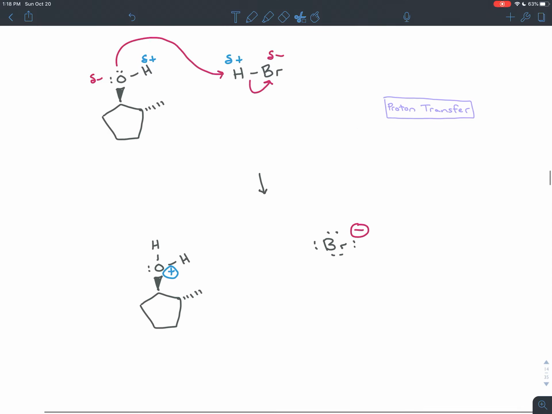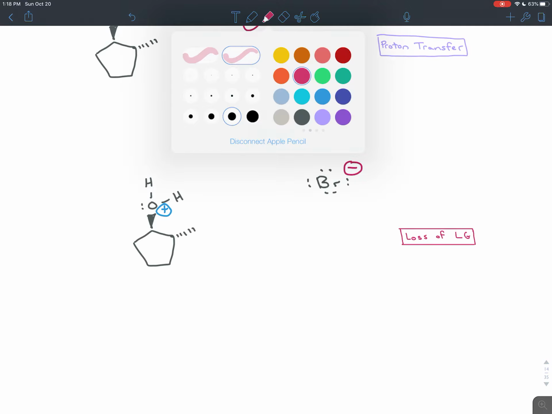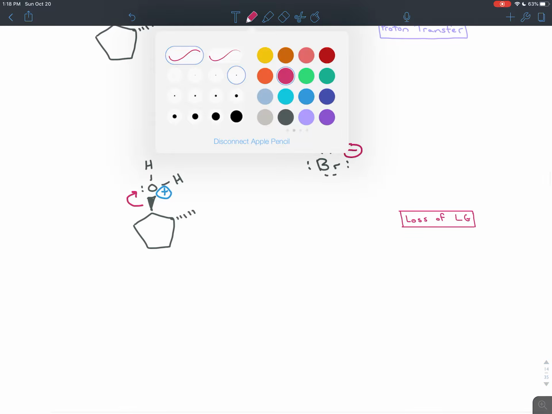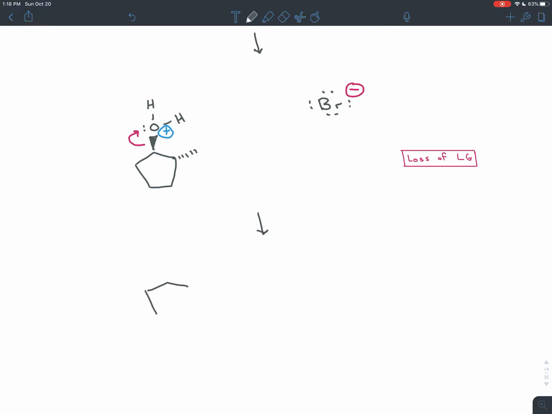Next step is loss of a leaving group. So our leaving group now is an awesome leaving group. It's this, which is water. If that comes off of the molecule, pops off of the molecule, then it's water. And so it'll be stable, so it will leave the molecule behind. So we'll have water off of the ring. That's this. And then it took its electrons with it, so now we have this carbocation where it left.